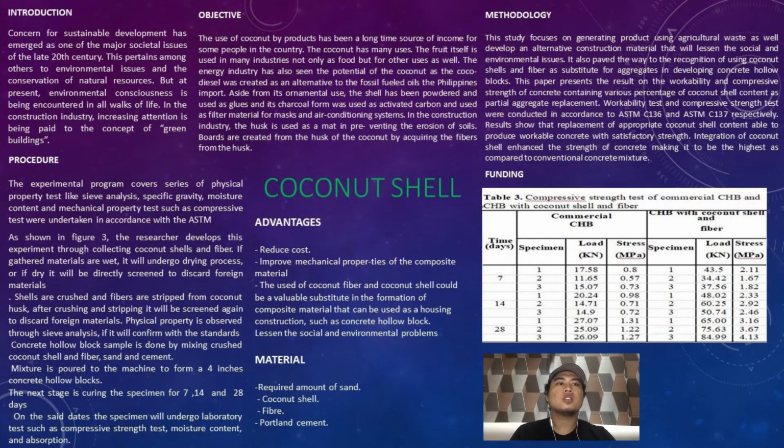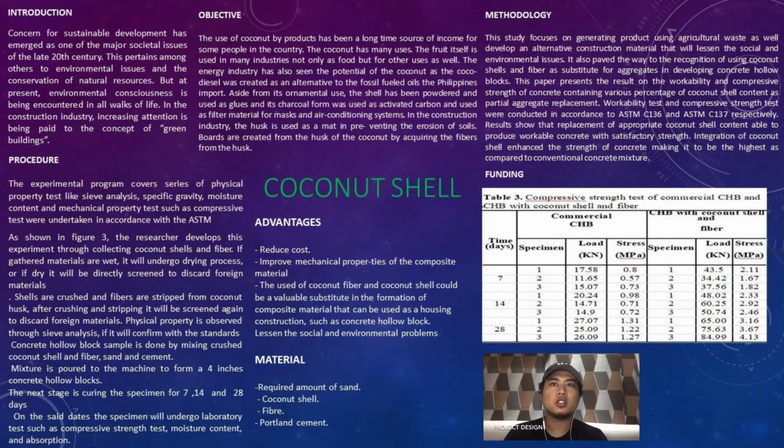So the materials used require an amount of sand. Second is coconut shell. Third is fiber, and lastly Portland cement. So next, I will tell about the project design. The first step of the project design is the design mixture. As the production starts, the required amounts of sand, coconut shell, fiber and Portland cement are measured to obtain the proper amount of each material. Then after the dry materials are blended, a small amount of water is added.